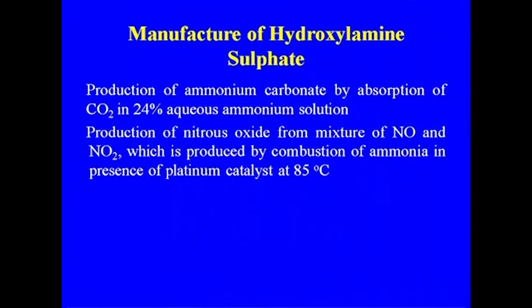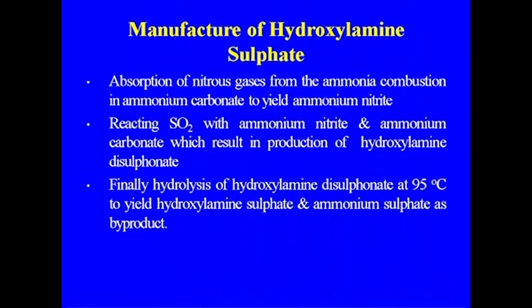First step is the manufacture of hydroxylamine sulfate, starting with the production of ammonium carbonate by absorption of CO2 in 24% ammonia solution. Then the production of nitrous oxides from a mixture of NO and NO2, which is produced by combustion of ammonia in the presence of a platinum catalyst at 85 degrees centigrade. So, this is the process from where we are getting these two nitrous oxides, which are used in the process. Then the absorption of the nitrous gases from the ammonia combustion in ammonium carbonate to yield ammonium nitrate.